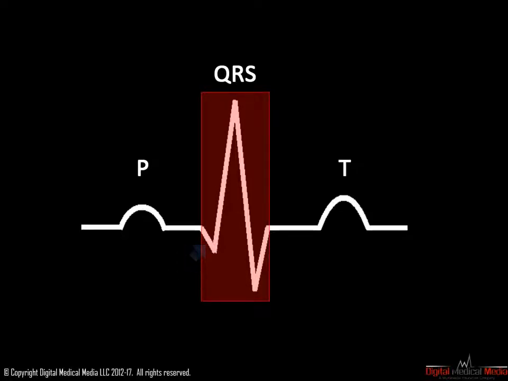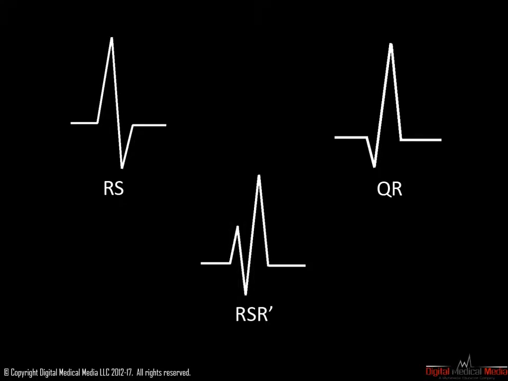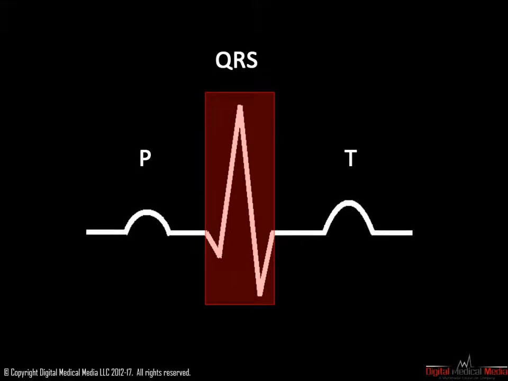The Q wave is the first downward deflection of this signal. The R wave is the first upward deflection of this signal. And the S wave represents the first downward deflection after the R wave. It is possible for a QRS to have only an R and an S wave, or only a Q and an R wave, or to have an R wave, an S wave, and then a second R wave, designated R prime. In all circumstances, it is called a QRS signal and represents the depolarization of the ventricles.